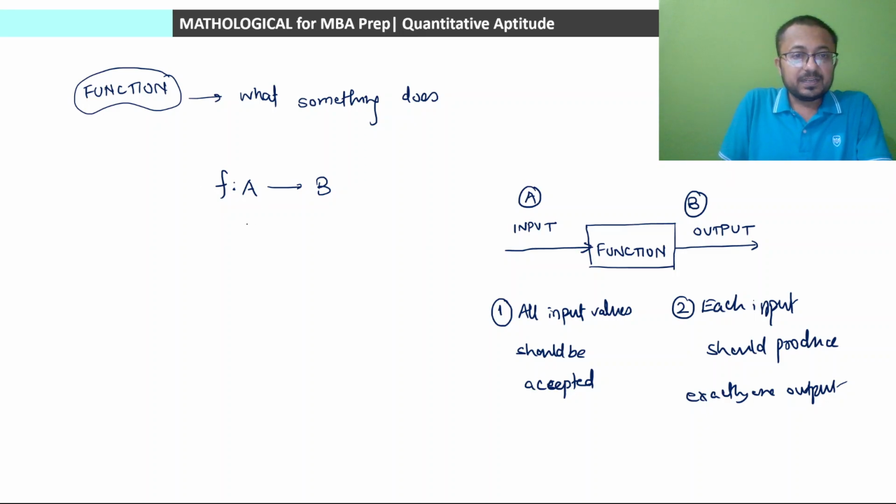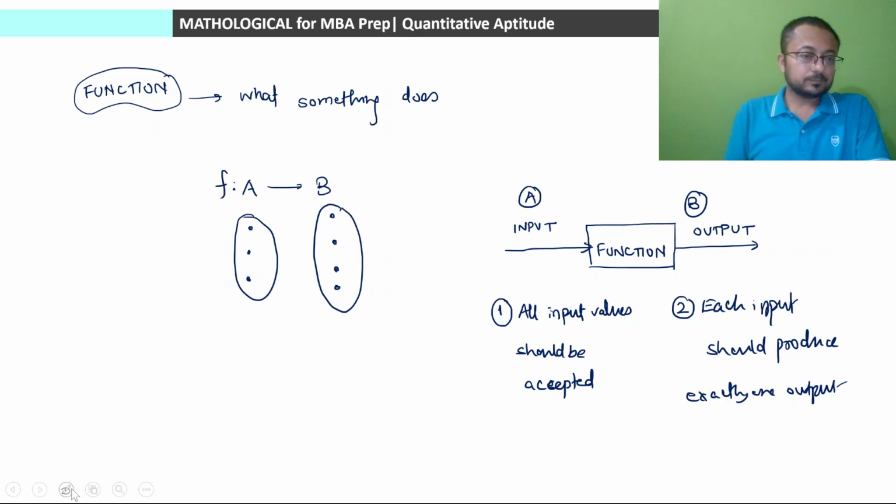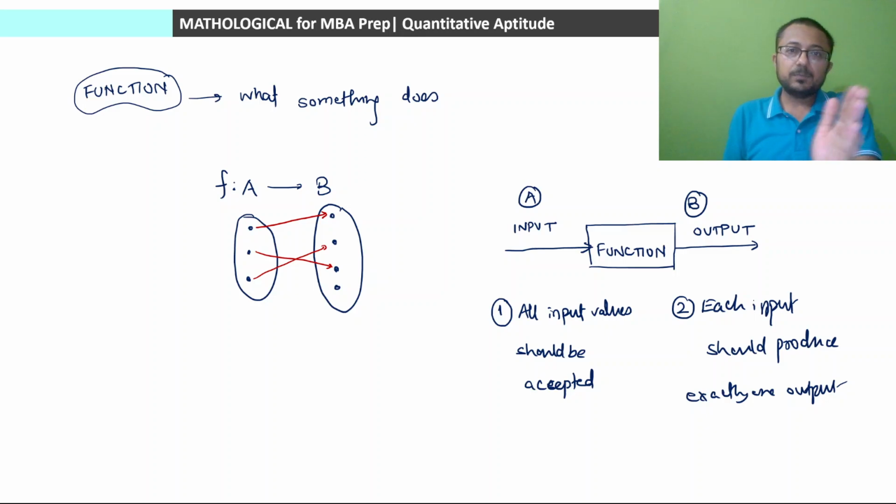So basically, let us say there are 3 elements in set A and set B has 4 elements. For each input value, there should be exactly one output. ठीक है, let us say this input is connected to that output, this one is connected to this, and this one is connected to this. So all input values are accepted in this case. So yes, this is a function. The first condition is all input values are accepted. Second condition is that all input values are producing exactly one output. So this qualifies as a function.